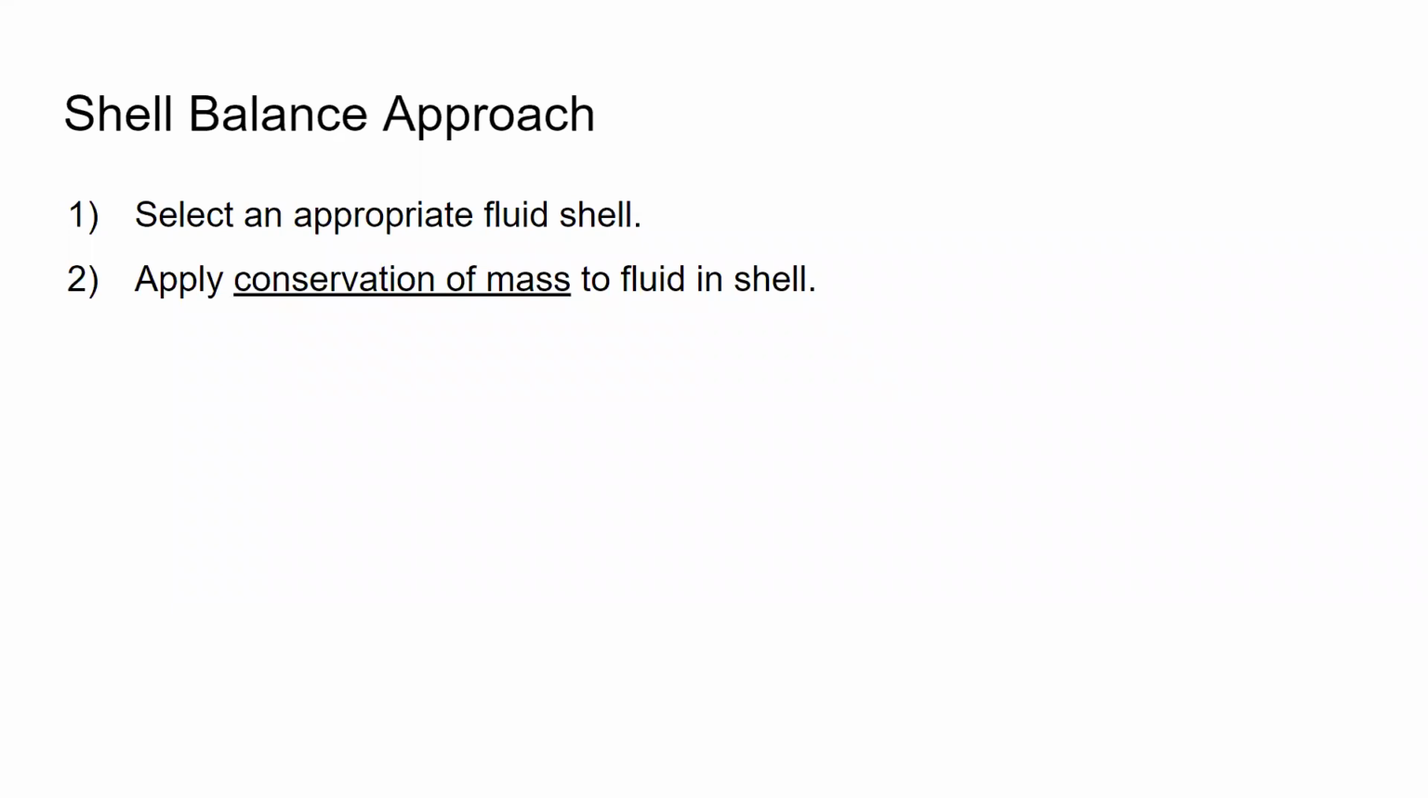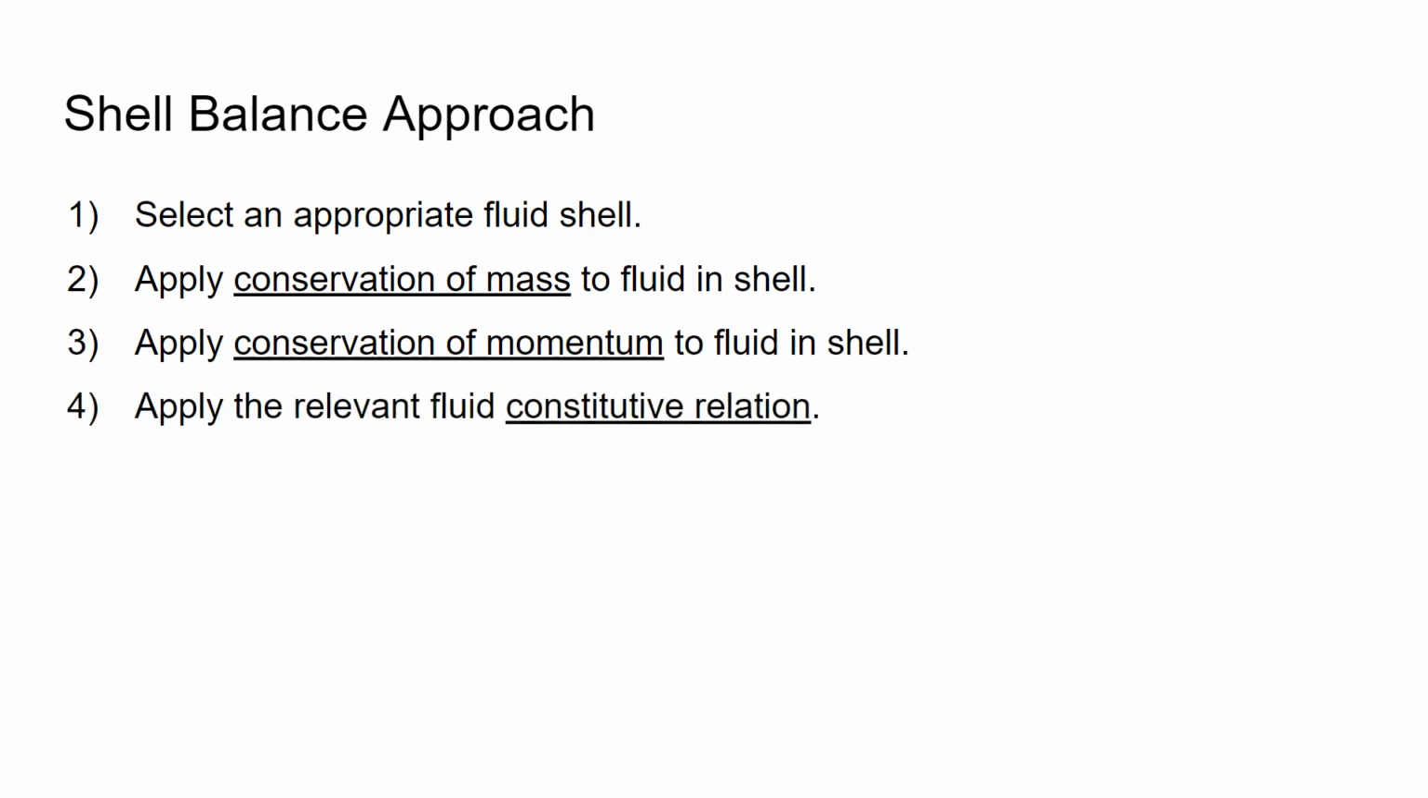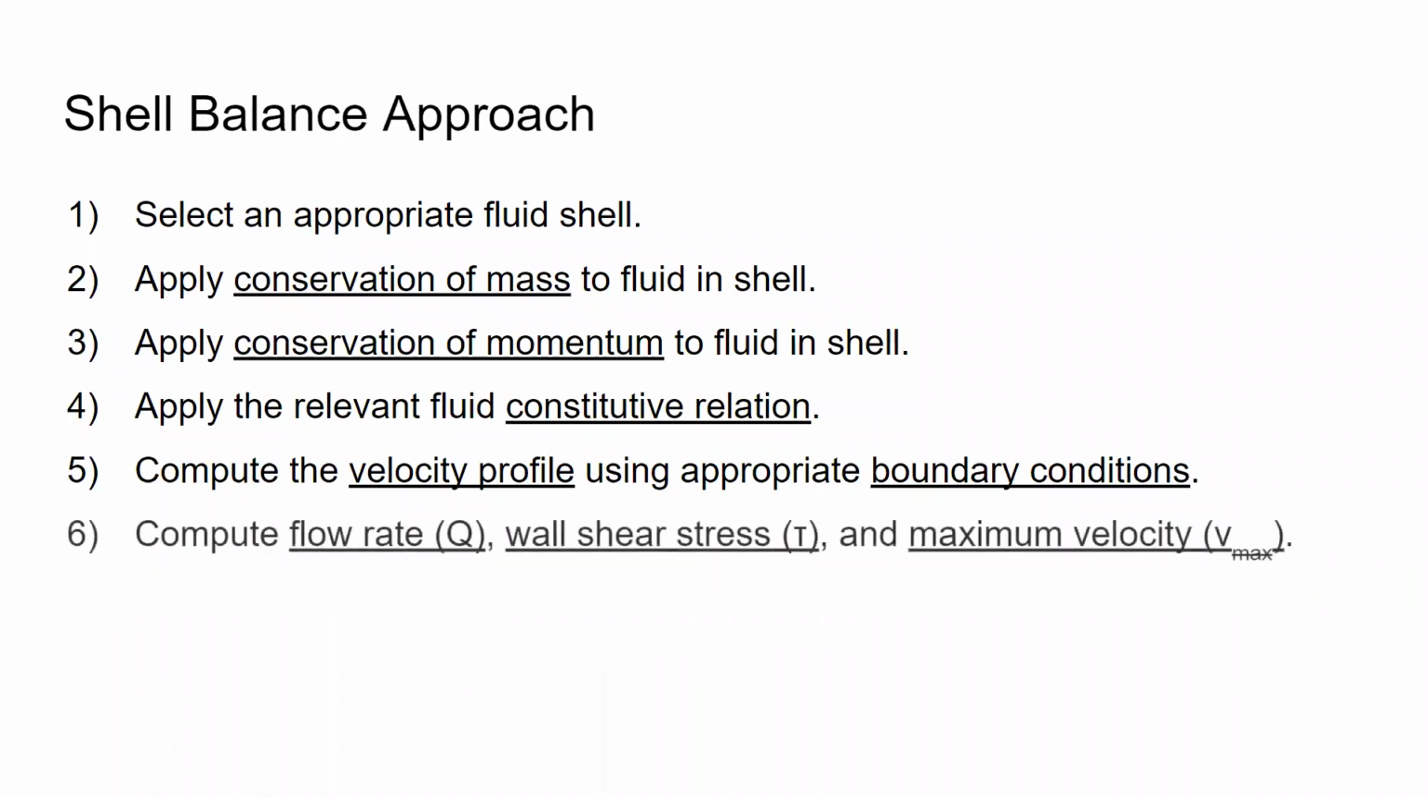Conservation of mass is something we do know. The third step is to apply the conservation of momentum to the fluid in the shell. Then we apply the relevant fluid constitutive relation. Then we compute the velocity profile using appropriate boundary conditions. We've touched on boundary conditions, and we'll see how those play into calculating that specific velocity profile. And lastly, we compute flow rate Q, and then wall shear stress tau and maximum velocity V max, which we'll be able to compute with the velocity profile.